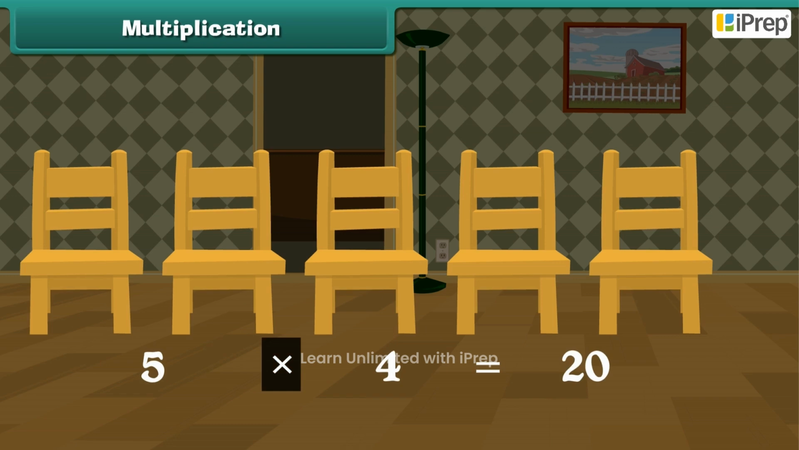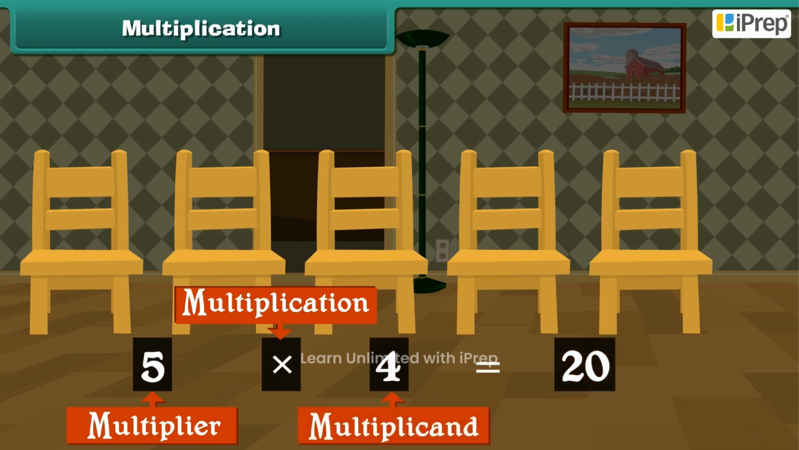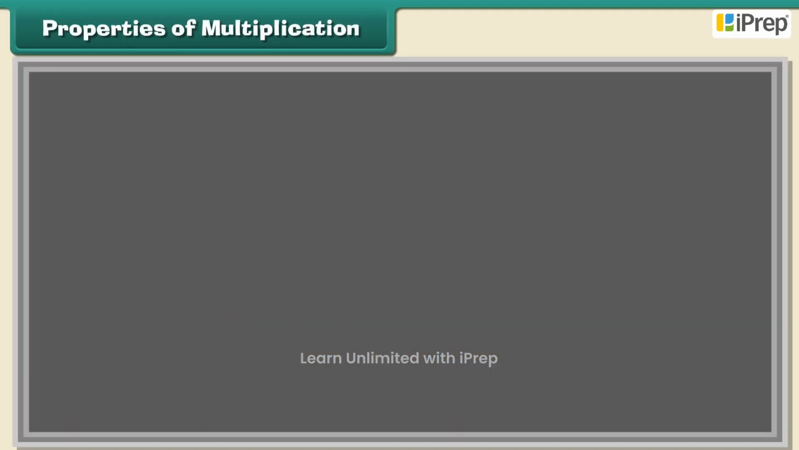Cross is the sign for multiplication. The first number, 5, is called the multiplier. The second number, 4, is called the multiplicand. The result of multiplication is called product. Properties of multiplication. Now let us learn some properties of multiplication.